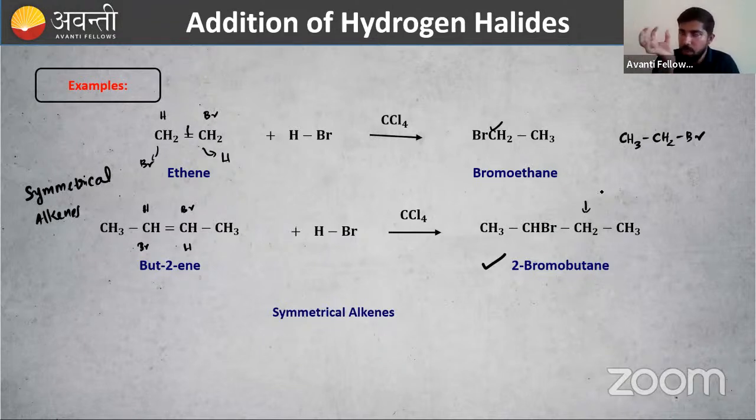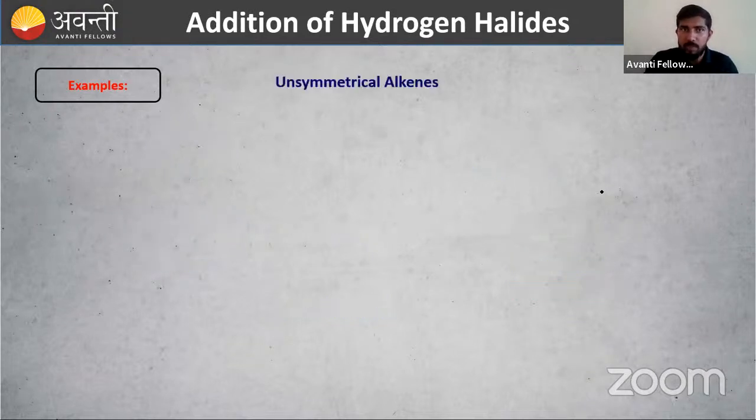So you have to break the double bond: to one carbon, give a hydrogen, then to the other carbon, give a bromine. So that is the point here. It is a racemic mixture. Why? This carbon has 4 different groups attached to it, so it is a racemic mixture. So what about the addition of hydrogen halides in unsymmetrical alkenes?